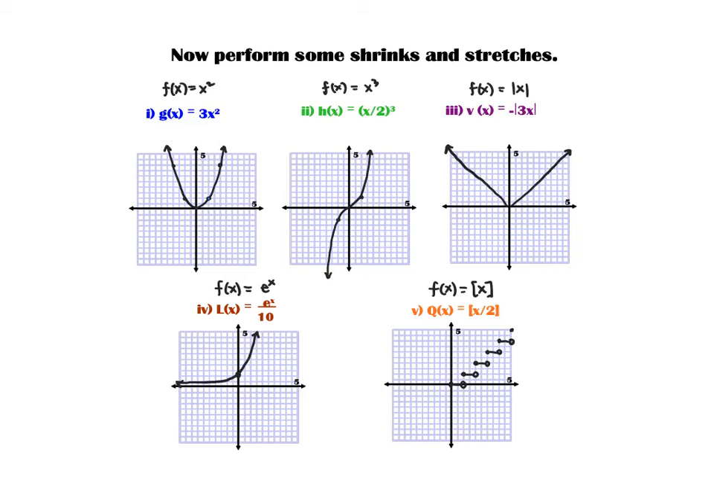Oops, I didn't get that in the right place. Looks like I'm going 2. Okay, cool, got it. Boom, I got 3x squared. It's looking pretty good. There we go. So that would be the transformed vertical stretch of x squared turning into g of x, which is 3x squared.